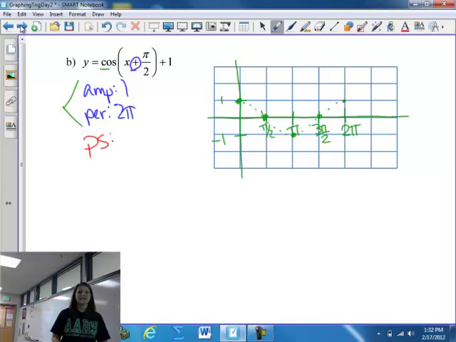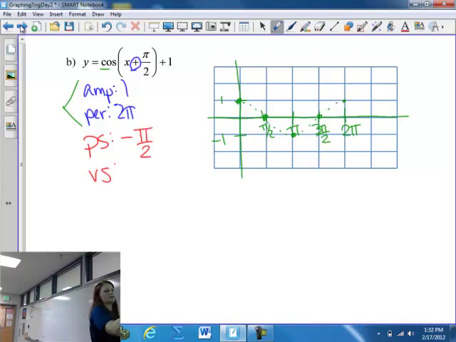Phase shift. I see x plus pi over 2, which means we're going to go to the left or negative pi over 2. I see a vertical shift on the end. I see a plus 1. So that's going to go up 1. Every dot needs to go left pi over 2.